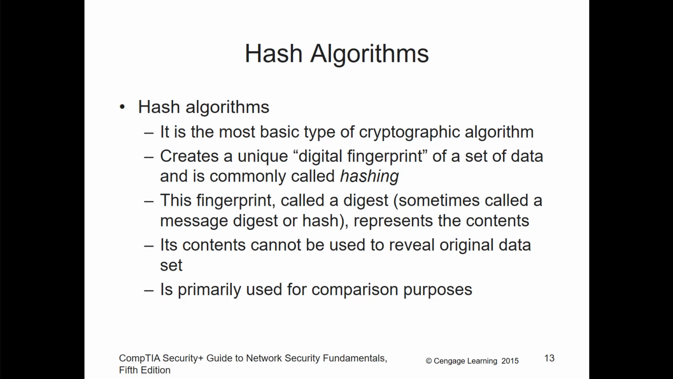I did simple videos before showing a photo where all I did was add in an extra line. It was like a smiley face, and I put one extra line in there, just a small line, and it changed the hashing value. This fingerprint is called a digest, sometimes called a message digest or a hash, and this represents the content. The content cannot be used to reveal the original data set, but it can be used for comparison purposes.